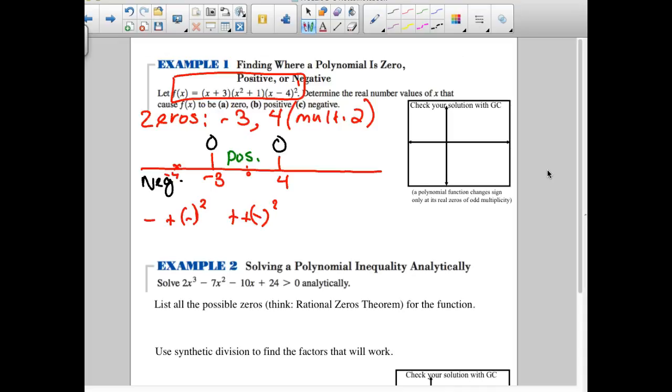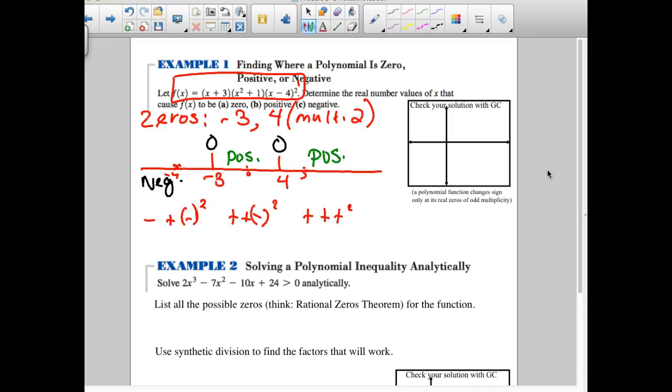Okay? Now I need a number bigger than 4. All right, let's try 5. Okay, putting a 5 in the first factor gives me positive. Putting a 5 in the second factor will give me positive. Putting a 5 in the third factor gives me positive squared, which is positive. So overall, I am in a positive section.